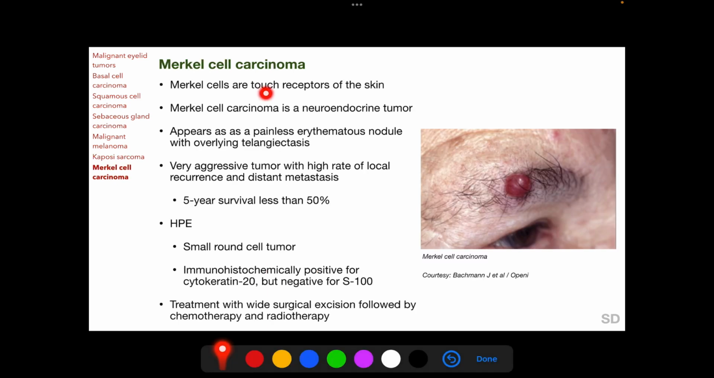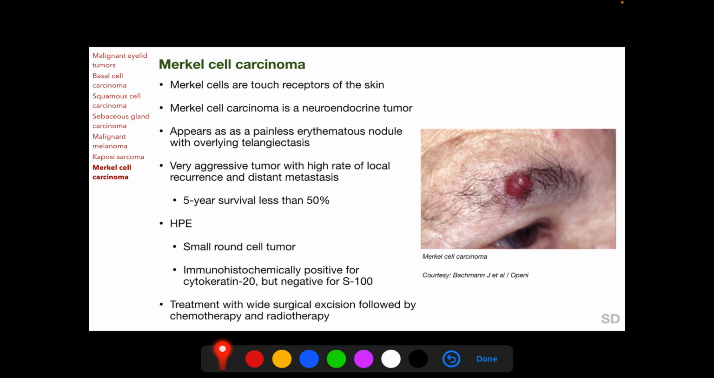Merkel cells are touch receptors of the skin, and Merkel cell carcinoma is considered to be a neuroendocrine tumor. Merkel cell carcinoma appears as a painless erythematous nodule as seen here in this picture with overlying telangiectasis. It is known to be a very aggressive tumor with a high rate of local recurrence and distal metastasis. And following Merkel cell carcinoma, overall 5-year survival rate is less than 50%.